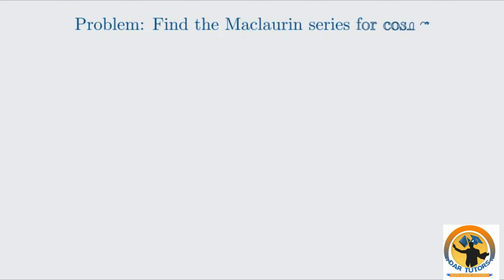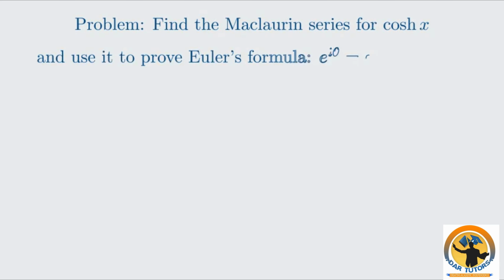Let's conclude with a final, more advanced example that combines several of these techniques. We want to find the Maclaurin series for the hyperbolic cosine function cosh x, and then use it to prove Euler's formula.